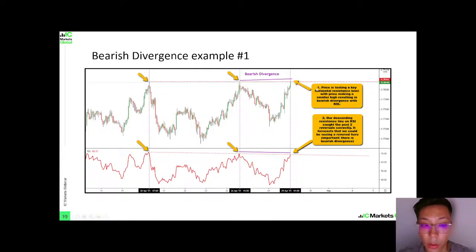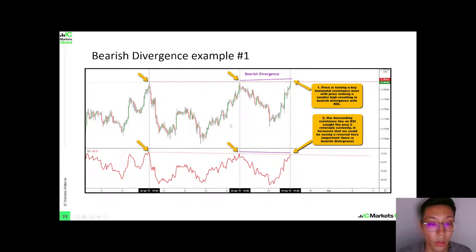Firstly, what we can see is price testing a key horizontal resistance level, with price making a smaller high, resulting in bearish divergence with RSI. Our descending resistance line right here, meaning we can see a slight descending resistance line on RSI, caught the past two reversals correctly, so it actually forecast that we could be seeing a reversal over here. Important, this is a bearish divergence.